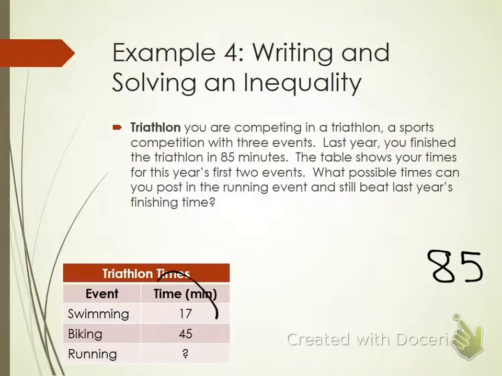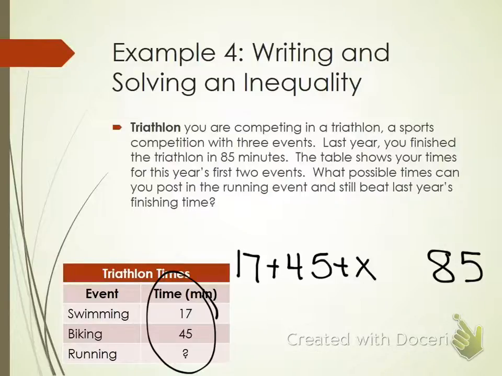My times this year, this combination, 17 plus 45 plus x, does it need to be more than 85? Less than? Can it be equal to, for me to beat it? No, it has to be less than. If it's equal to, then it means I tied my time from last year. Do you see my thinking process there? If I need to beat my time, then it's got to be less than. Now I add my numbers together, and I get 62 plus x is less than 85.